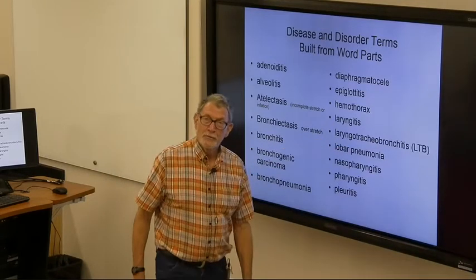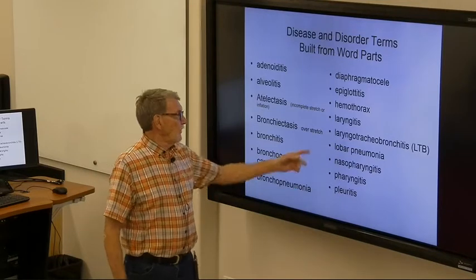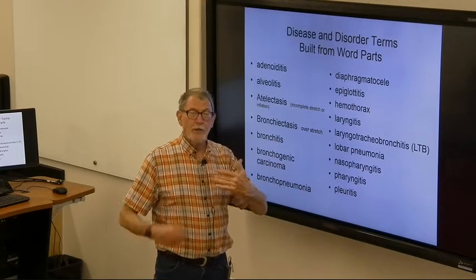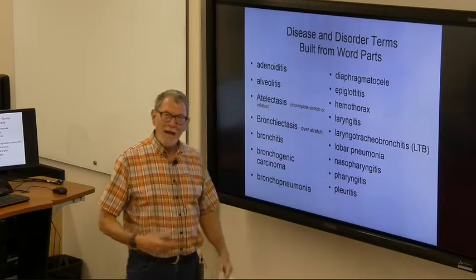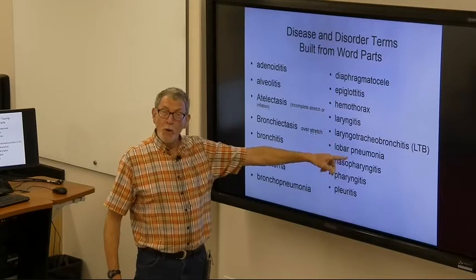Laryngotracheobronchitis gets its own acronym, LTB. Well, that's inflammation of the larynx, the trachea, and the bronchi. So all of your big passages. Lobar pneumonia is pneumonia in one lobe.